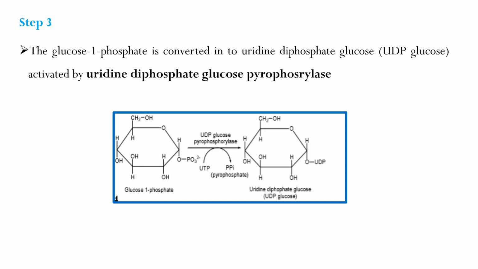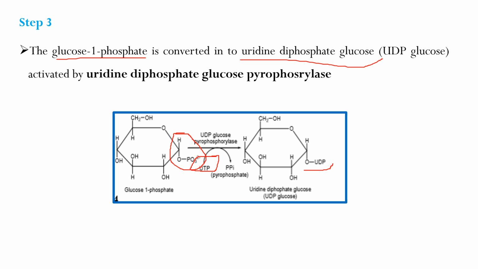In step 3 of glycogenesis, glucose 1-phosphate is converted into uridine diphosphate glucose. This glucose 1-phosphate contains a phosphate molecule on carbon number 1, and this molecule reacts with uridine triphosphate. Uridine triphosphate is split into pyrophosphate and uridine monophosphate. Then uridine monophosphate is attached to this glucose 1-phosphate and uridine diphosphate glucose is formed.